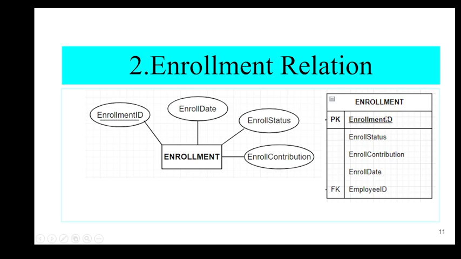Then in this case, we have a foreign key, which is employee ID. This is going to depict the relationship, whereby we will draw a line pointing to the primary key in employee relation.